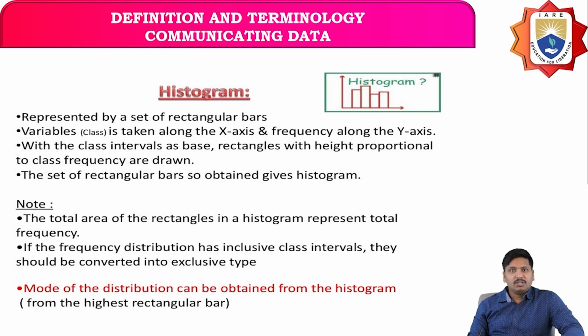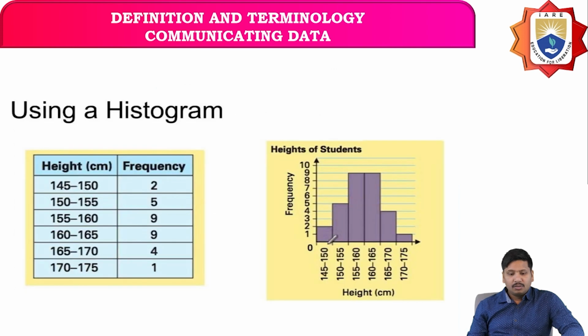If the frequency distribution has inclusive class intervals, then they should be converted into exclusive ones. The total area of rectangles in the histogram represents the total frequency, and if the frequency distribution has inclusive class intervals, they should be converted into exclusive form. Using a histogram, we are going to construct the data.